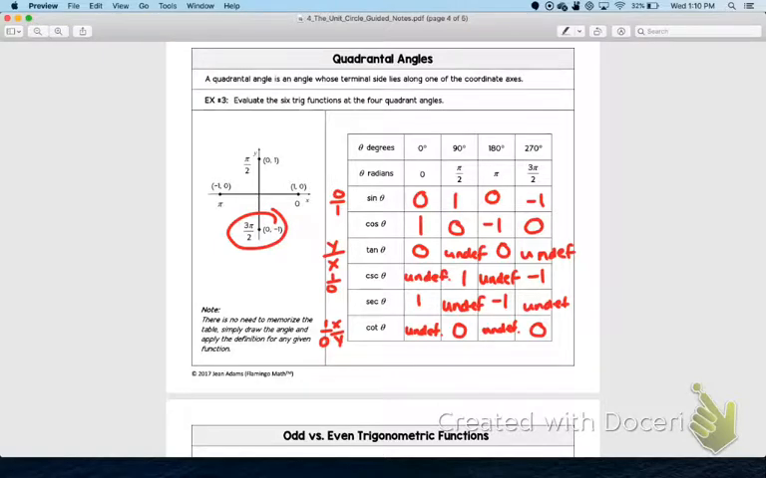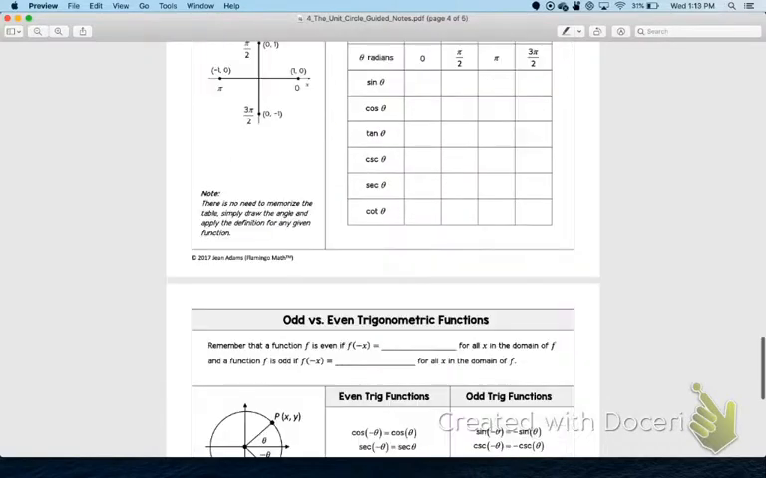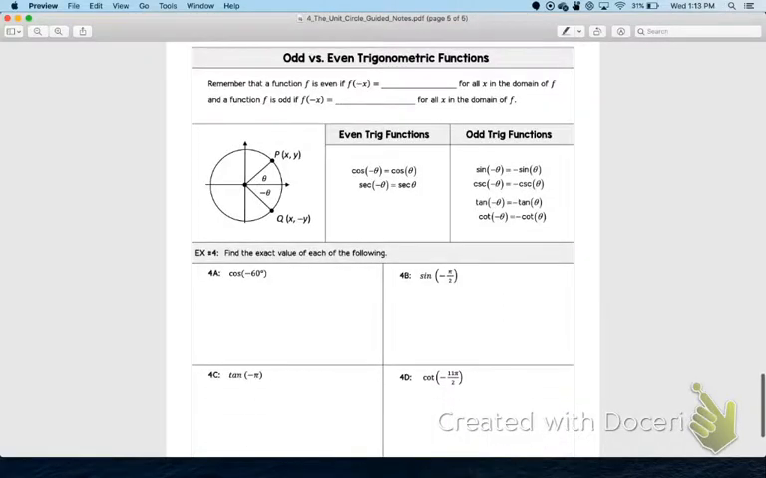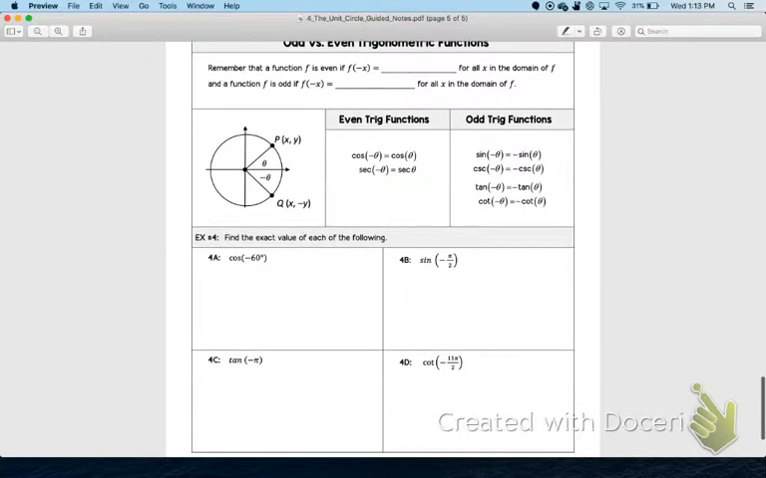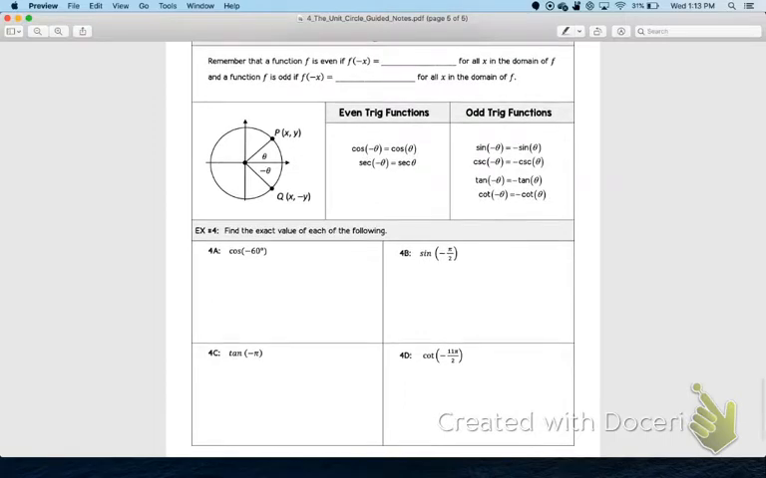All right, so the last thing we have to cover is our odd versus even trig functions. Remember that a function is even if when you plug in -x into the function, nothing changes. It stays the same original function. For all x in the domain of f, the function is going to be odd when we plug in a negative, and your whole function ends up being the opposite in sign.